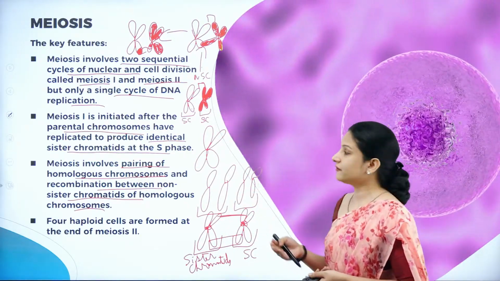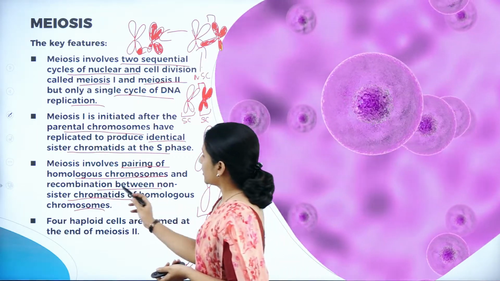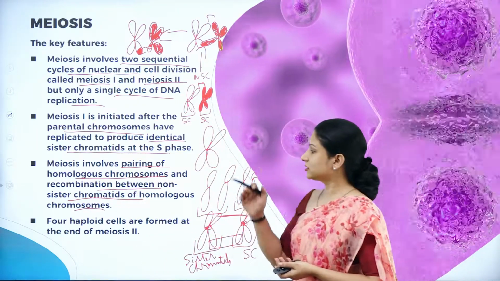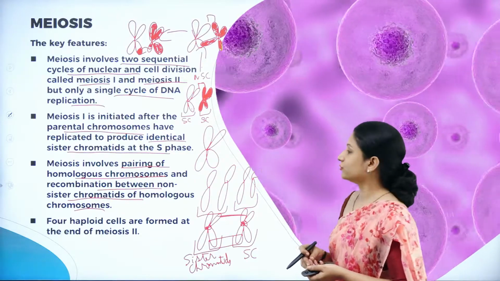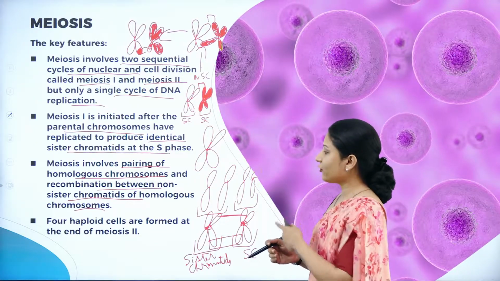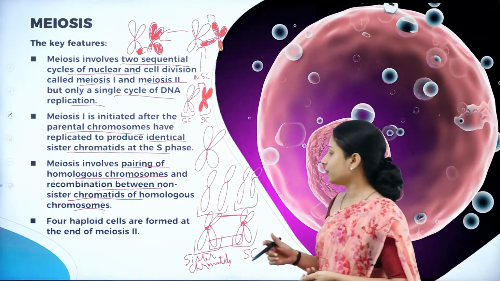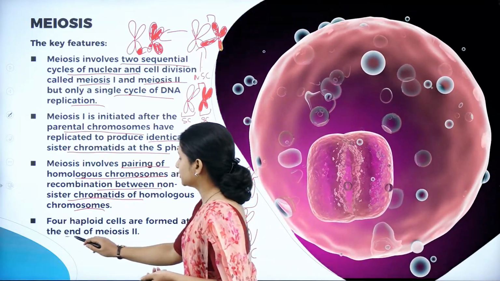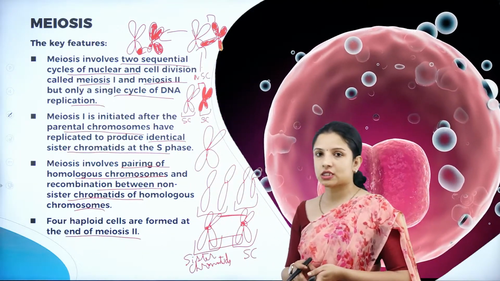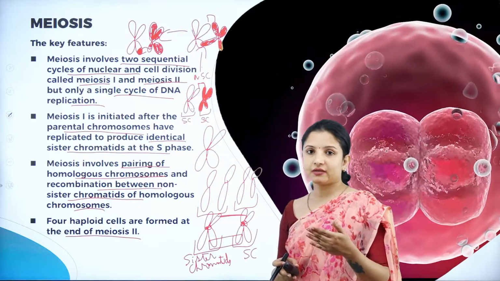So these are some of the key features. That is, the recombination between non-sister chromatids of homologous chromosomes will occur, and 4 haploid cells are formed at the end of meiosis 2. So this is also one important feature. How will 4 haploid cells get formed?